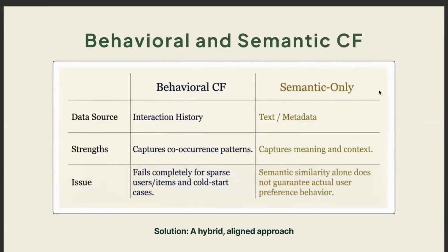So this slide shows the difference between the two approaches. On the behavioral side, we use interaction history, which is good for capturing patterns between users and items. But the problem is that it doesn't work well when the data is sparse or when new users or items come in. On the semantic side, we use text or metadata, which helps in understanding meaning and context.